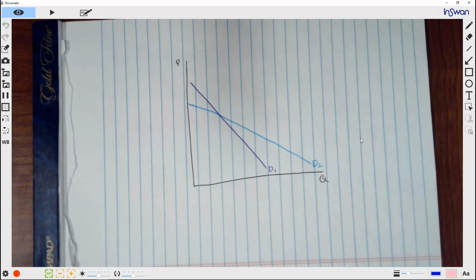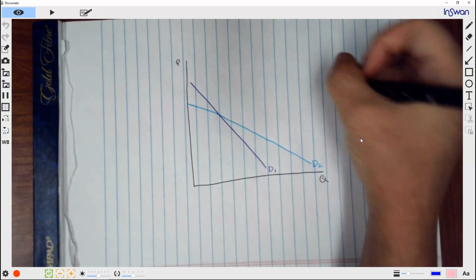So the question that we want to answer is, which of these two curves is more elastic than the other? Right? Which is relatively more elastic and which is relatively more inelastic? And notice we use the word relatively because in order to determine whether it's more elastic or inelastic, we got to have something to compare to, right? So right now we're just comparing D1 to D2. Which of these curves is more elastic than the other?